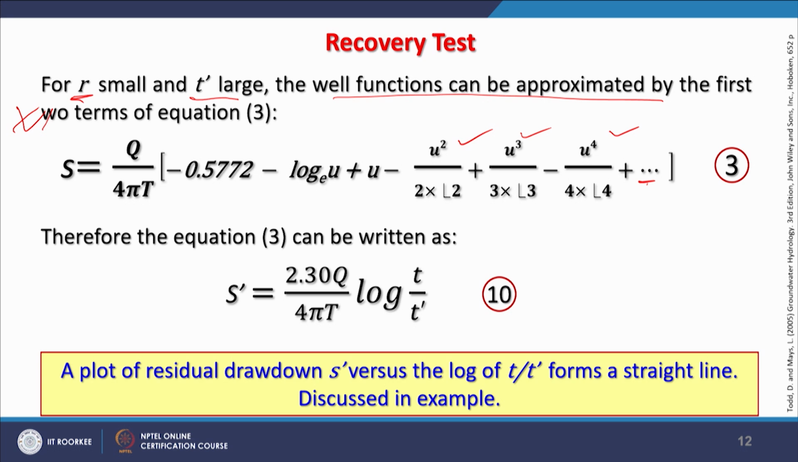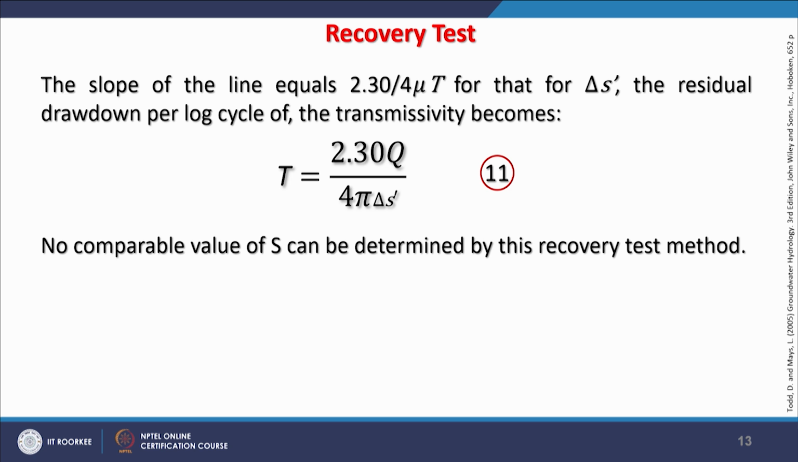So, therefore, the above equation can be reduced to s' = 2.3 Q upon 4 pi T log t upon t'. Earlier also we reduced it in a similar way, but there the dash was not there; now for the recovery test it is the same thing. Again, a plot of residual drawdown s' versus log t upon t' forms a straight line, as discussed in the earlier examples also.